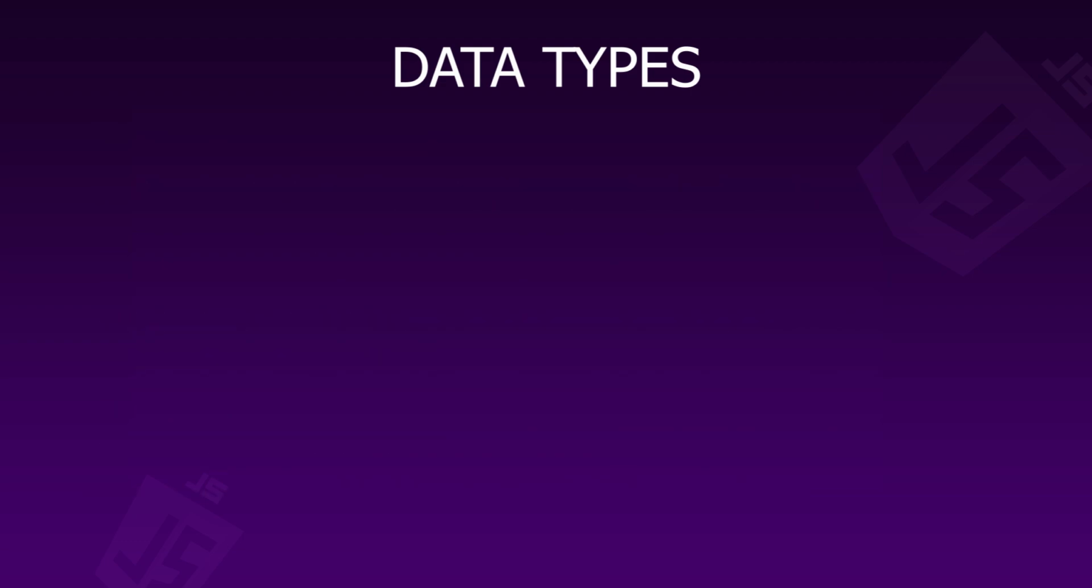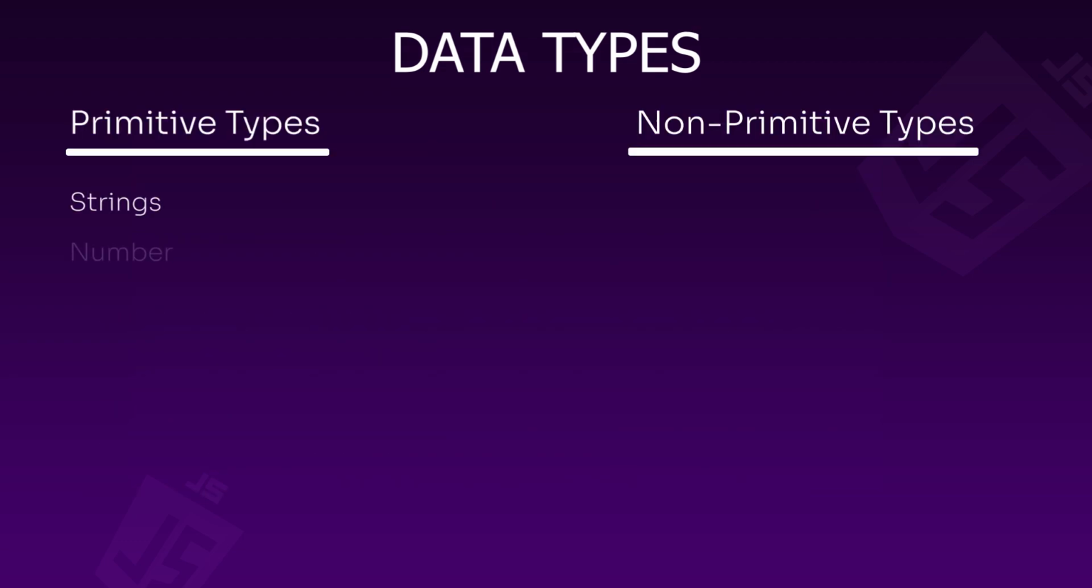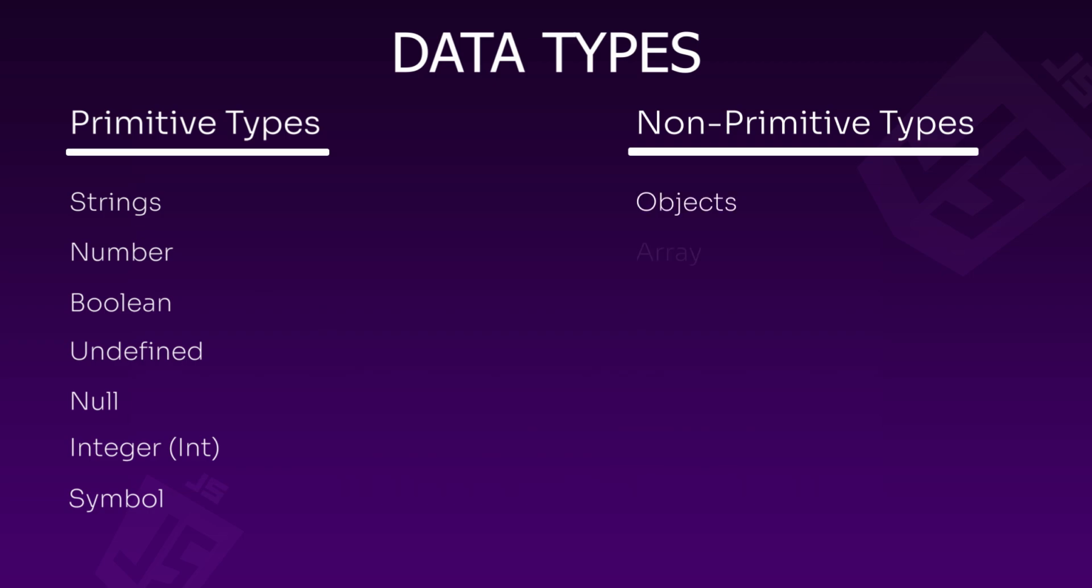For primitive types, we have string, number, boolean, undefined, null, BigInt, and symbol. And for non-primitive types, we have objects, arrays, functions, and dates. So these are the common examples of primitive and non-primitive types.